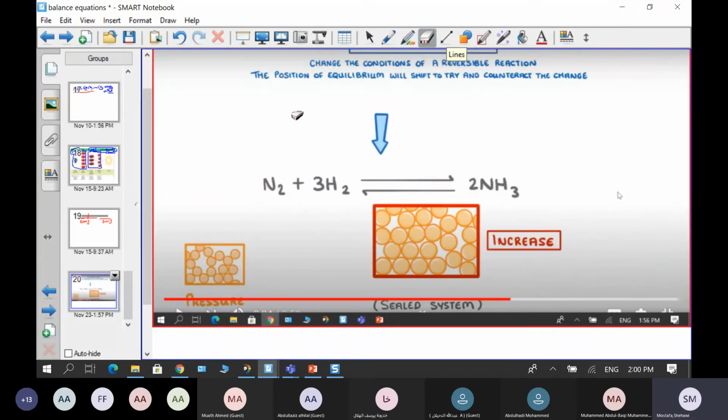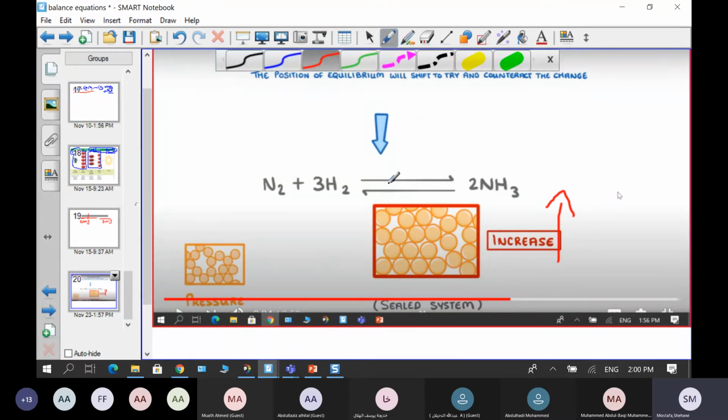So we start with the change we made: we increased pressure. The reaction will understand what you are doing. You increase pressure, so the reaction has to decrease this change. It has to go in the opposite direction. What direction would decrease pressure? We have increased it, so the reaction must go in the direction that decreases pressure, which is the forward direction.